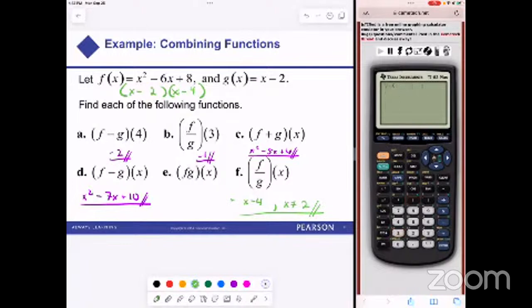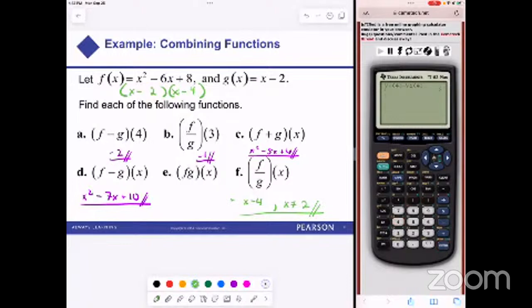So for A, we want to find f of 4, and then we're going to say minus g of 4. So I'm going to go back to the variables, Y variables, function, and then now I want to call on Y2 because that's where we put g. So we're saying f of 4 minus g of 4. We should get a result of -2.